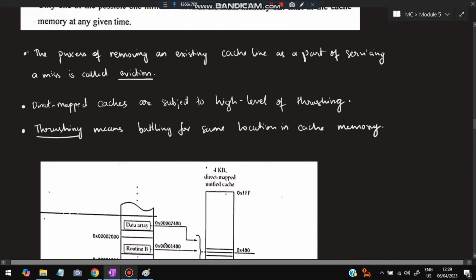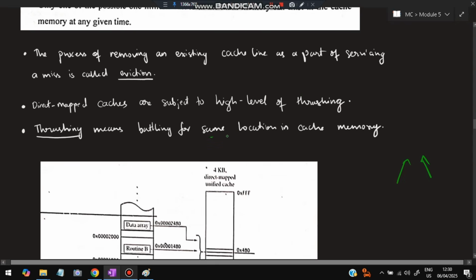If some data gets more access with respect to time, that will be stored in the cache and the previous data will be removed. That process of removing an existing cache line as part of servicing a miss is called eviction. Direct map caches are subject to a high level of thrashing. What is thrashing? Suppose there is one candy, and you and your friend both want that candy. You and your friend are fighting for that candy. That is called thrashing.